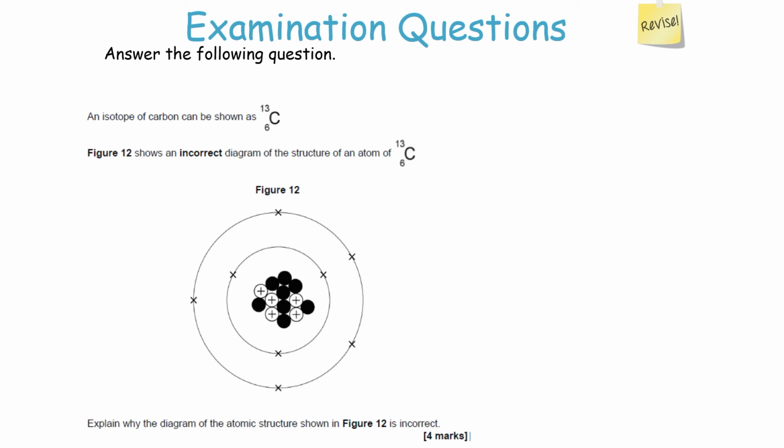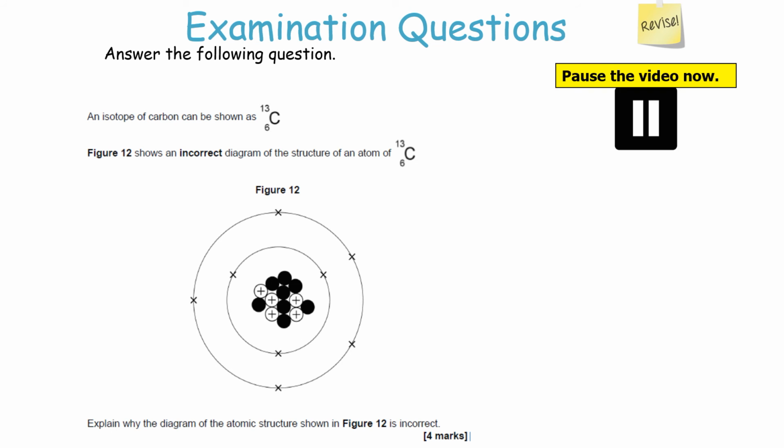Let's look at the next question. An isotope of carbon-14 can be shown as 13 carbon-6. Figure 12 shows the incorrect diagram of the structure of this atom. Explain why the diagram of the atomic structure shown in figure 12 is incorrect. So pause the video now, then unpause the video when you want to go through your answers.